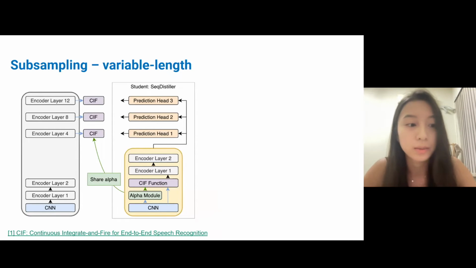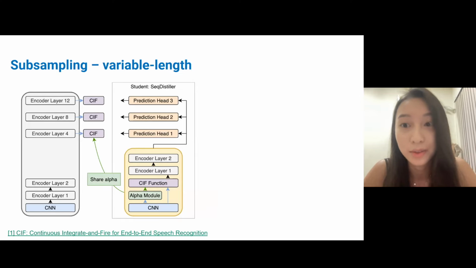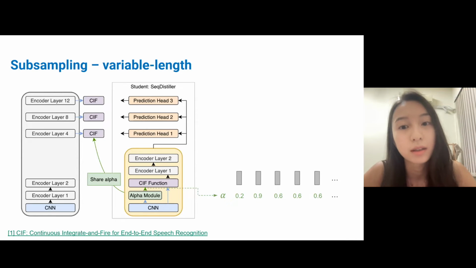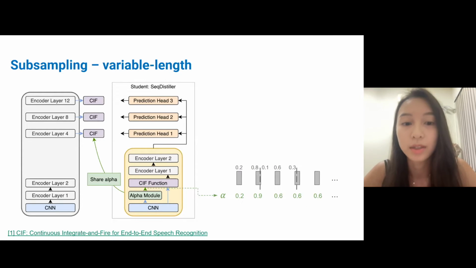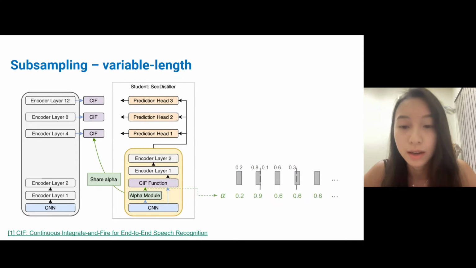The variable length subsampling involves finding a segmentation. Our approach is inspired by this work, continuous integrate and fire, CIF in short. Briefly speaking, first we have the hidden vectors after the feature extractor. And there will be a small alpha module producing a sequence of weights alpha that falls between 0 and 1. And the CIF function fires an output whenever the accumulated sum of alpha up to time t reaches a firing threshold. So for example, in this figure, if the threshold is set to 1, then there would be a boundary located at the second and the fourth time step.